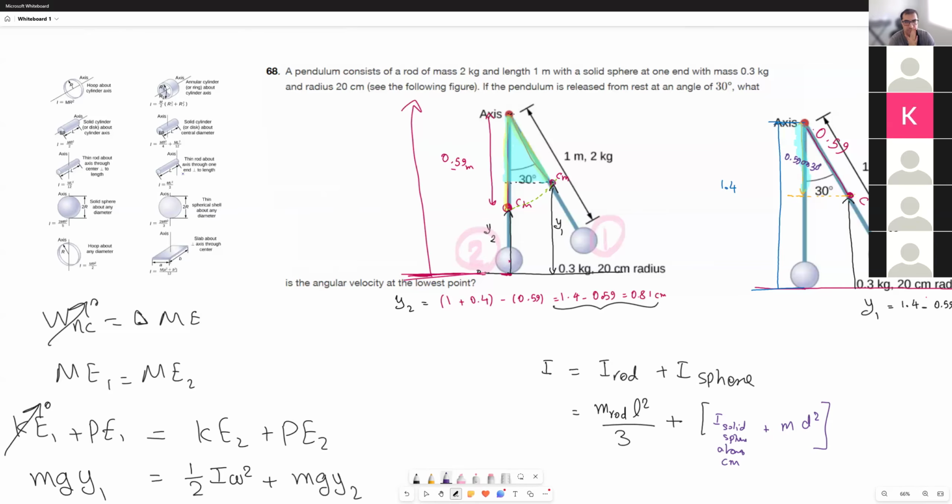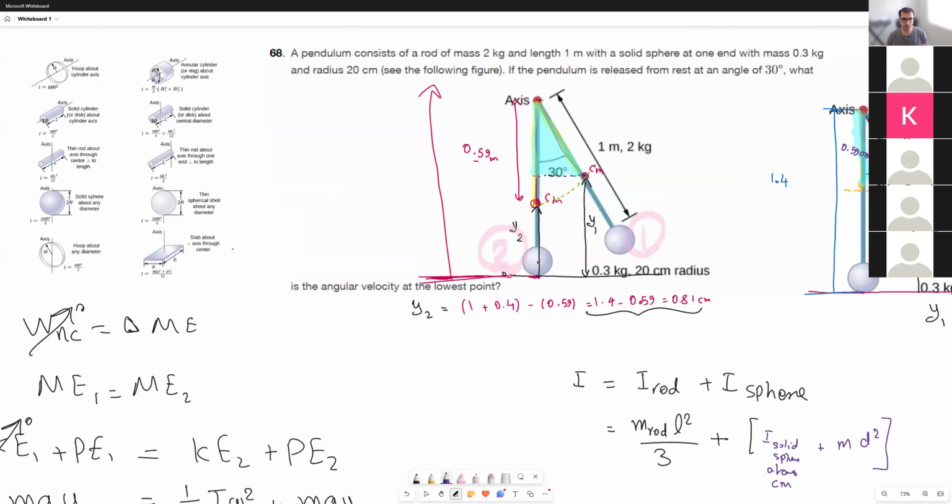The first one is I center of mass, and I center of mass is 2 m r squared over 5. And m d squared is m times the distance, because the difference between the center of mass of the sphere and the axis is 1.2, so m d squared is m times 1.2 squared. Exactly. First of all, guys, you're going to take a look at a solid sphere. Where in the table do you have a solid sphere?